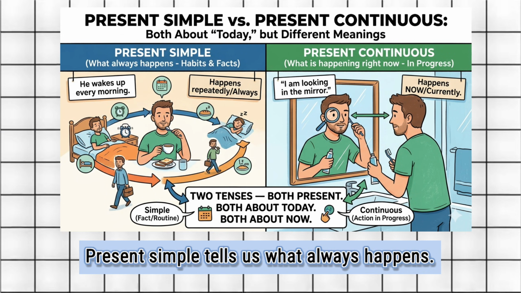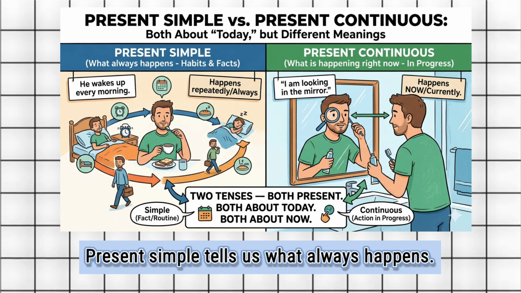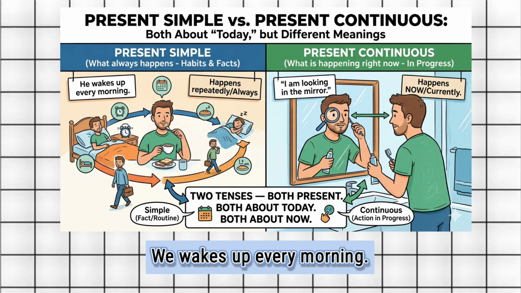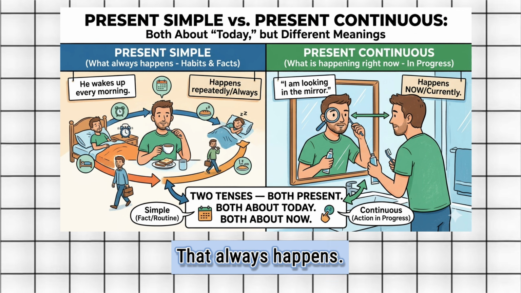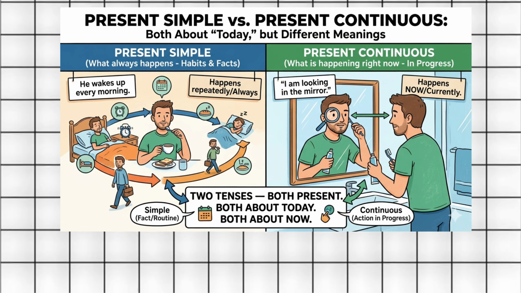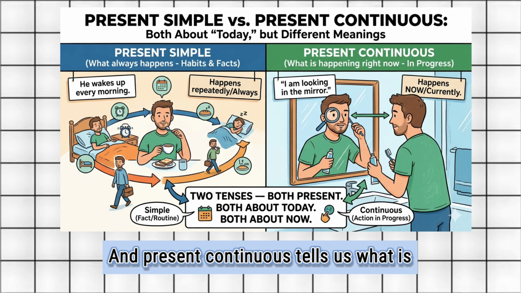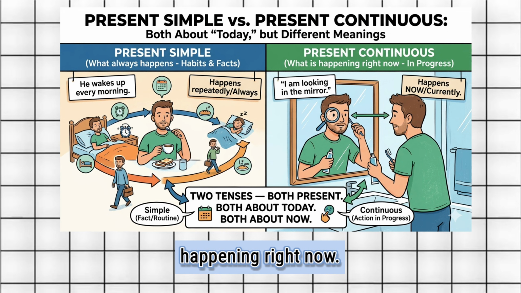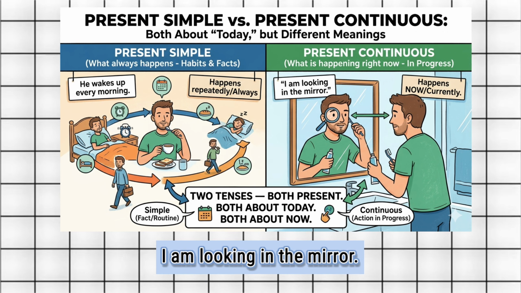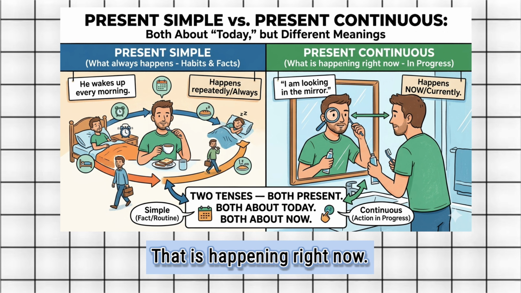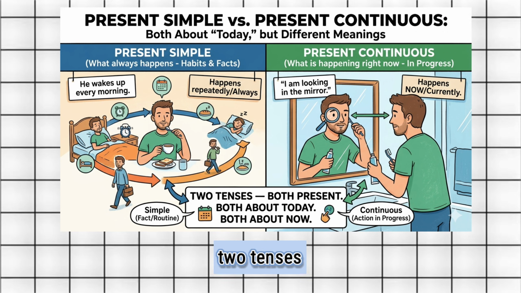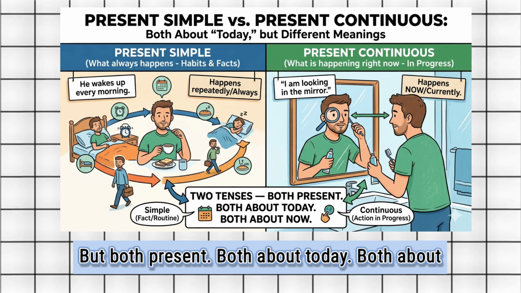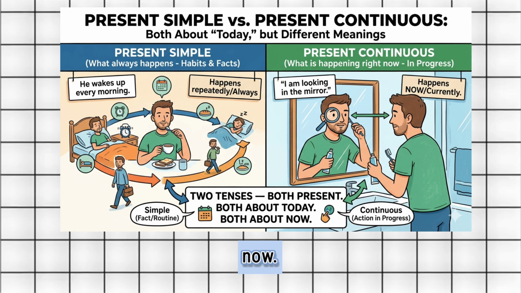Present simple tells us what always happens. We wake up every morning. That always happens. And present continuous tells us what is happening right now. I am looking in the mirror. That is happening right now. Two tenses, but both present. Both about today. Both about now.